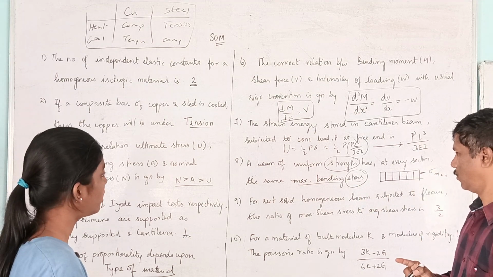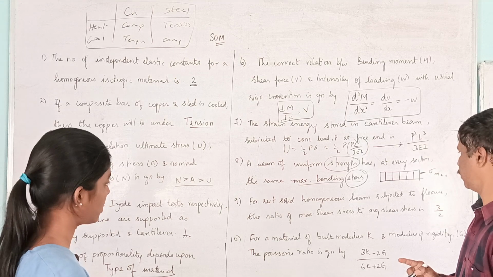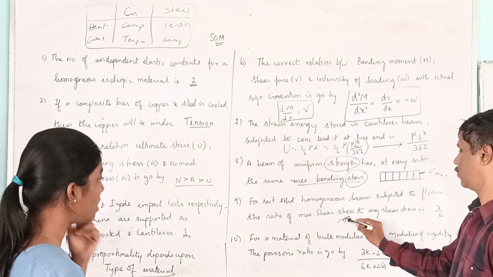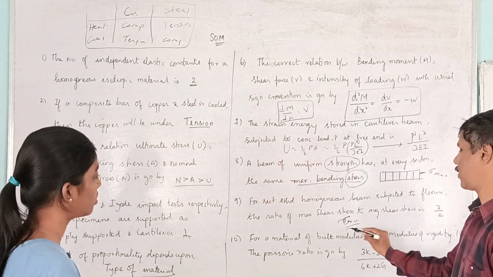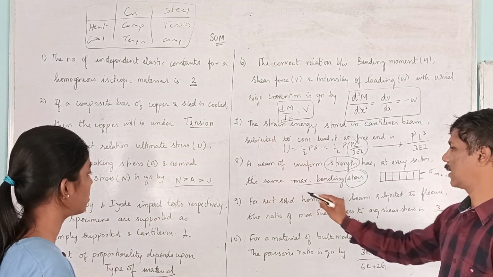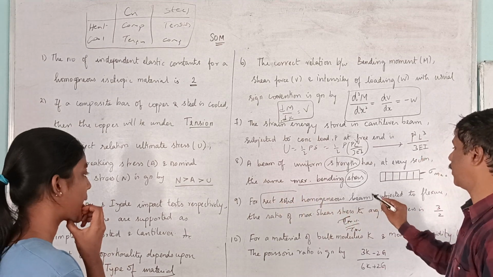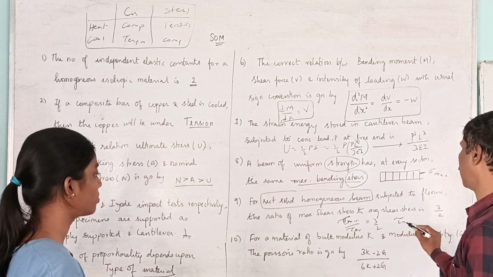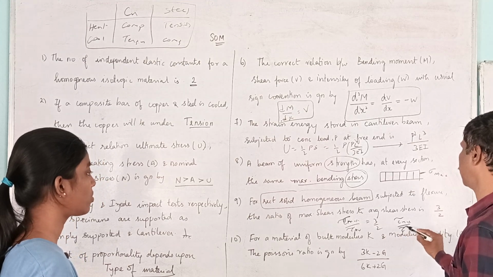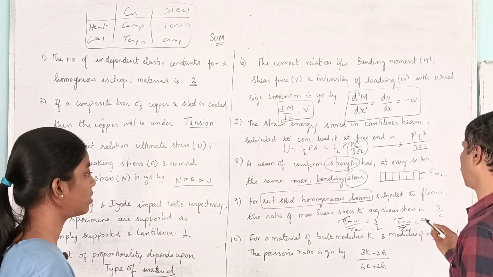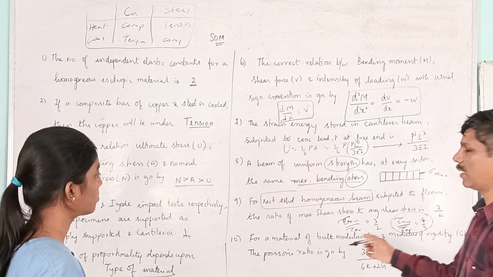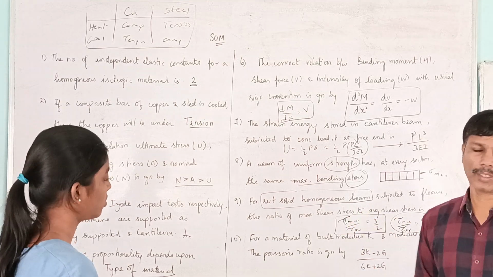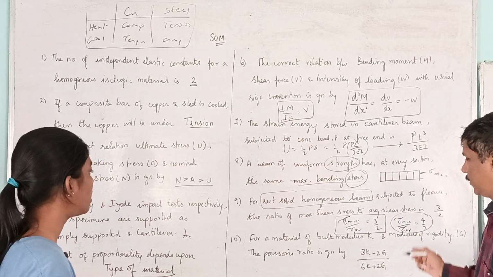For a rectangular solid homogeneous beam subjected to flexure, the ratio of maximum shear stress to average shear stress is 3/2. For a circular section, it is 4/3. So for rectangular, put 3/2, and for circular, 4/3.